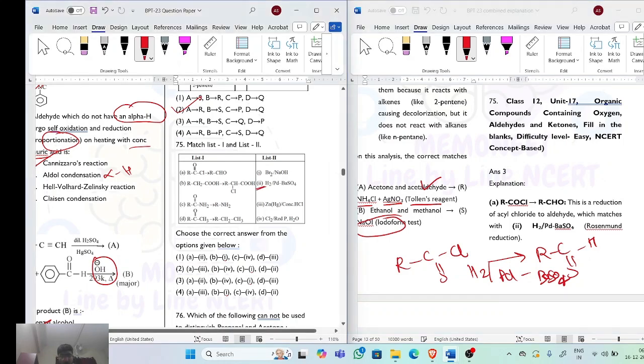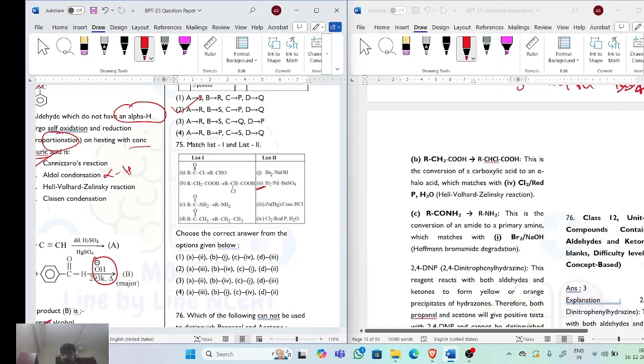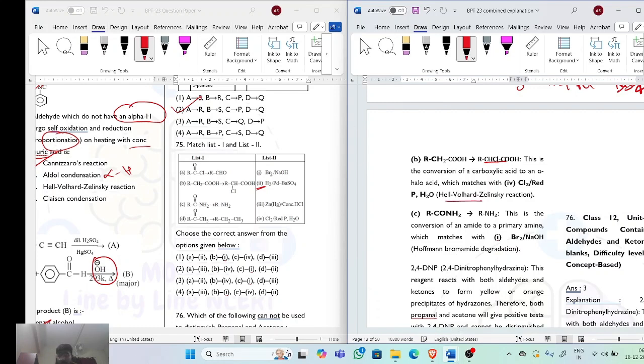Now we have RCH2COOH, and here a Cl group is attached on the alpha position. This can be done only by the Hell-Volhard-Zelinsky reaction, and the reagents are Cl2 in the presence of red phosphorus. It will create the Cl on the alpha position of the carbon. So option B is matched with option 4.